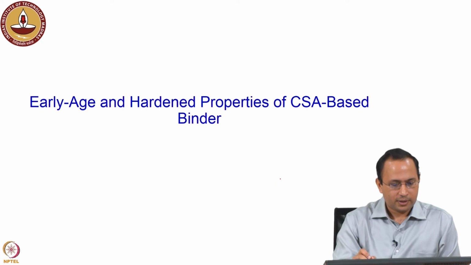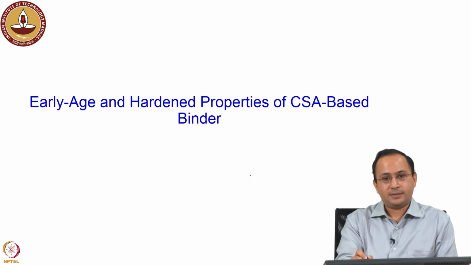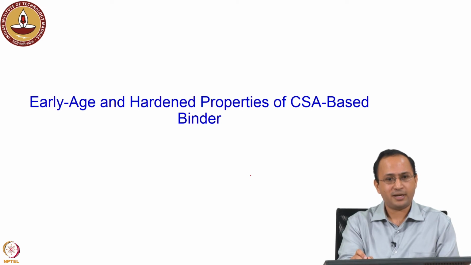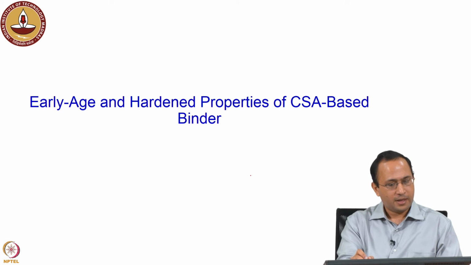Now, we will go over early age and hydration properties, and hardened properties of CSA-based binder. We will look into fresh properties, right. How does it compare with conventional concrete based on Portland cement? We will look into mechanical properties. Also, we will look into early age volume change. We will also look into how we model this early age volume change. Okay. Eventually, we will see one application.